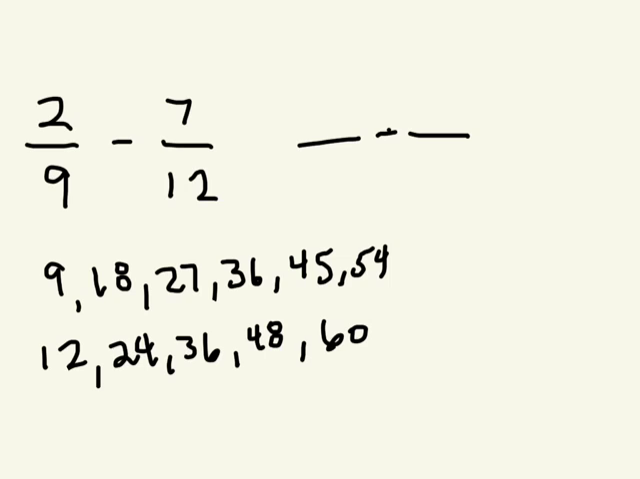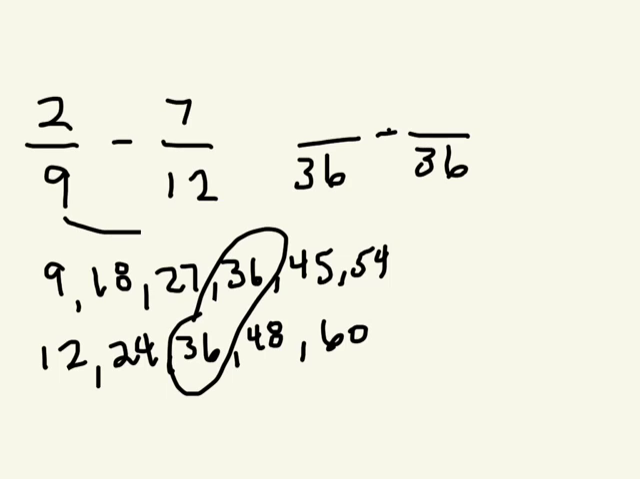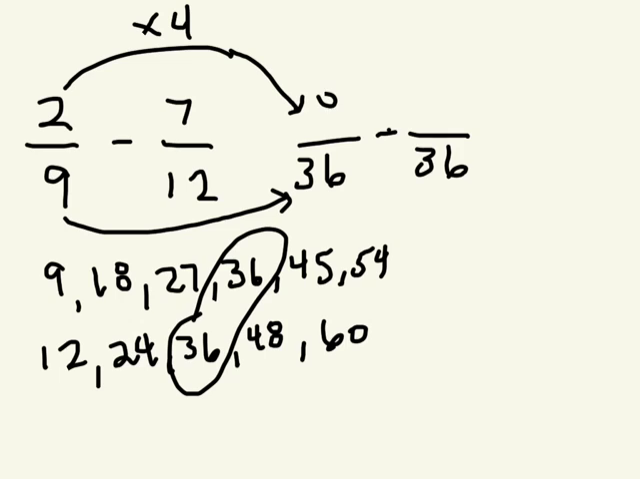So when we're looking for the common denominator, we will look for the least common multiple. In this case, it's 36. What would we have to multiply 9 times to get to 36? 4. So we multiply the numerator, 2, times 4, and that gives us 8.